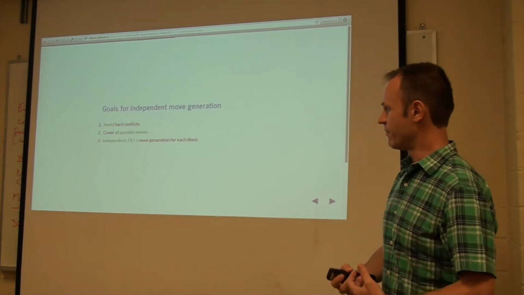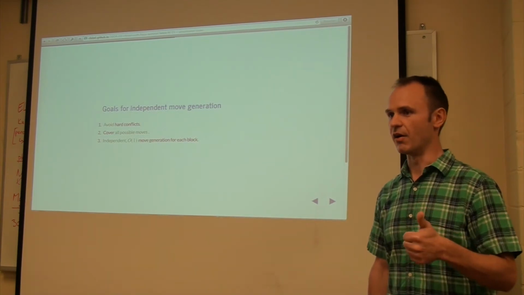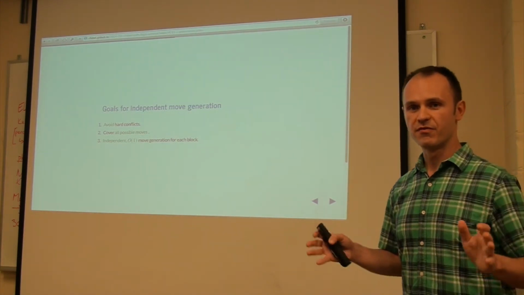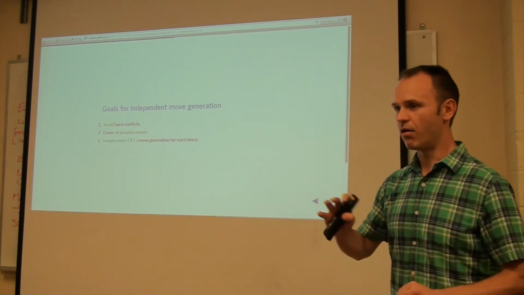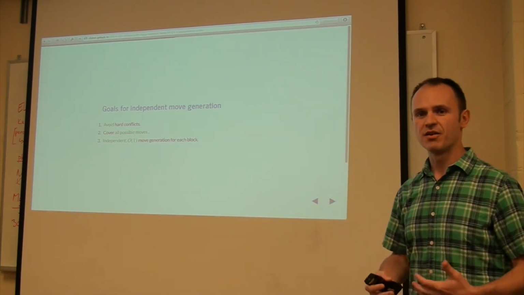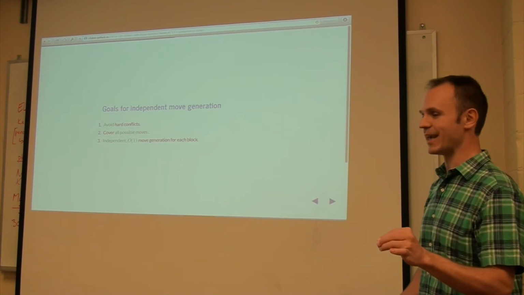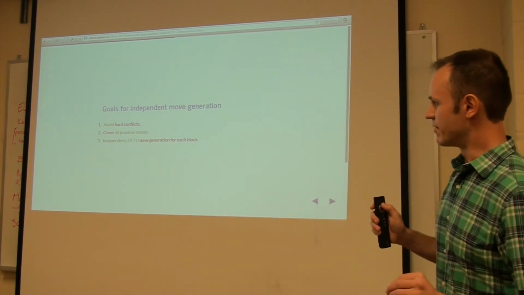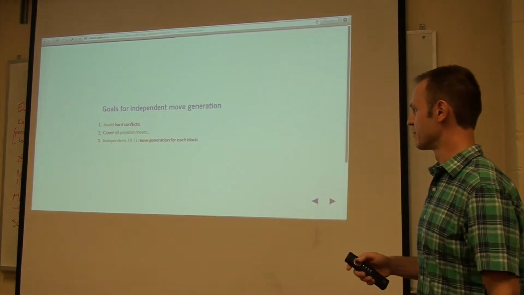Our goals for our method of generating moves were, first, to avoid hard conflicts from the get-go. Rather than detecting and repairing, which is expensive, we wanted to avoid them from the start. The next thing, we wanted to make sure that we were still able to generate all possible moves that could be considered by a traditional annealer. And lastly, we wanted to make sure that it was efficient. We needed to be able to compute, for each block, the move that it should be doing independently of the rest of the blocks and in constant time. These are the keys that we felt were necessary to have a successful parallel implementation. So how might we do this?